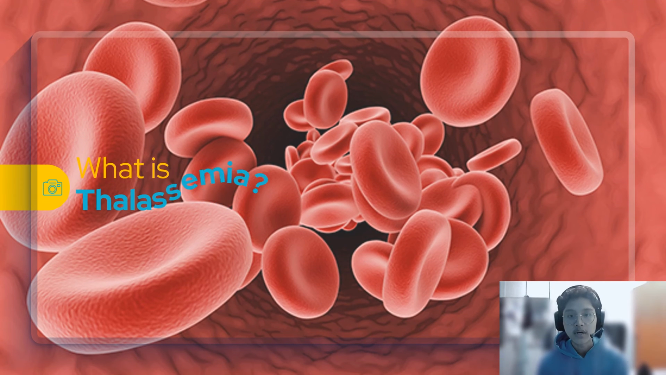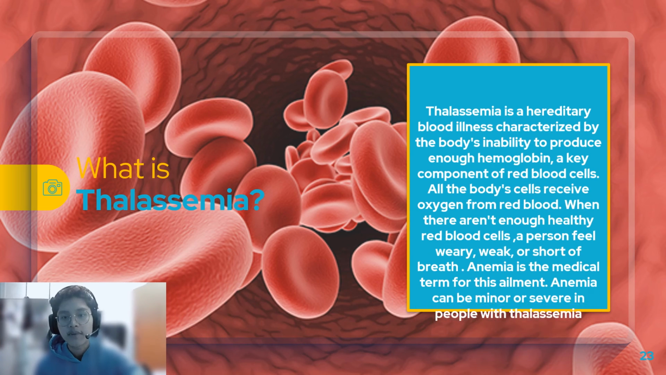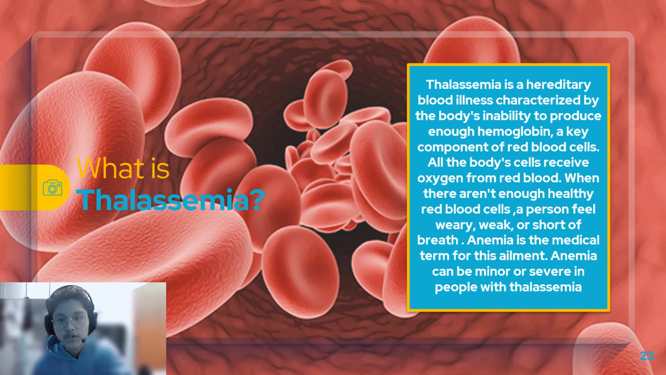What is thalassemia? Thalassemia is a hereditary blood illness characterized by the body's inability to produce enough hemoglobin, which is a key component of red blood cells. All the body's cells receive oxygen from the red blood cells. When there aren't enough healthy red blood cells, a person feels very weak or short of breath. Anemia is the medical term for this ailment. Anemia can be minor or severe in people with thalassemia.